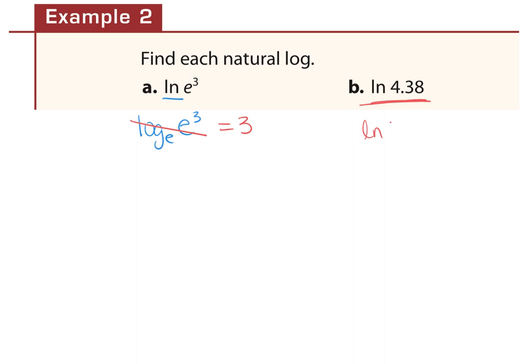If I'm saying ln of 4.38 equals x, what I'm actually trying to find out is e to what power equals 4.38, right? And so that one you would need to do in your calculator. So in your calculator, you would do natural log. You would use that LN button. It's going to open parentheses, and you're going to put in the 4.38, close parentheses, and enter.